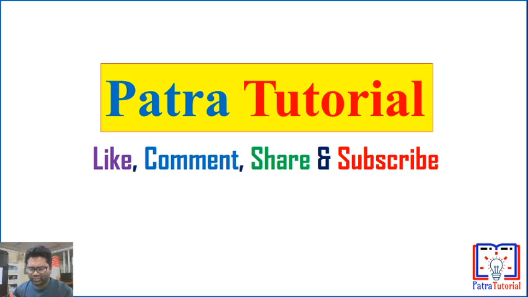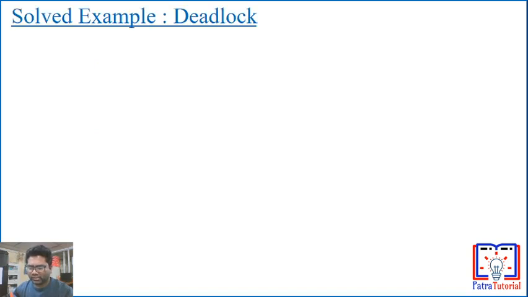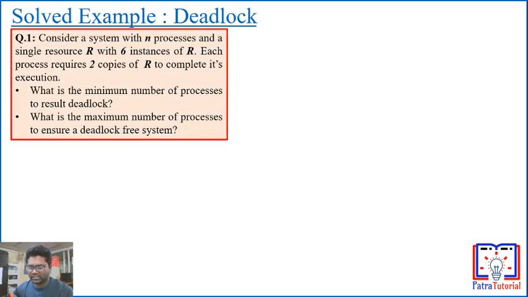not one, only three, four questions which are related to deadlock. Okay, so let me start the first question. So this is the first question from deadlock. Consider a system with n processes and a single resource R with 6 instances. Okay, so let me write like this.